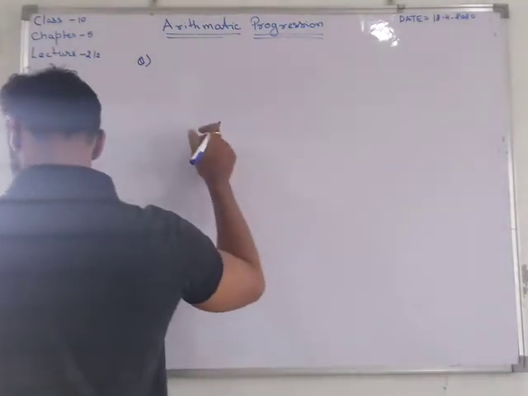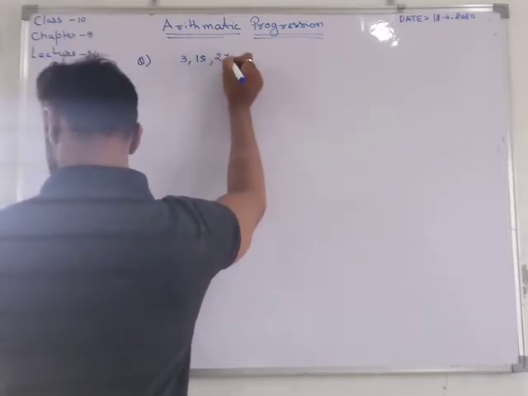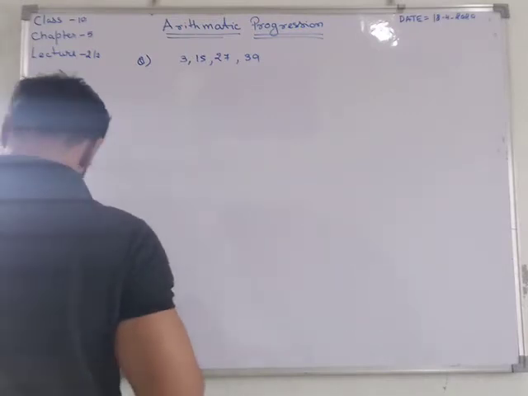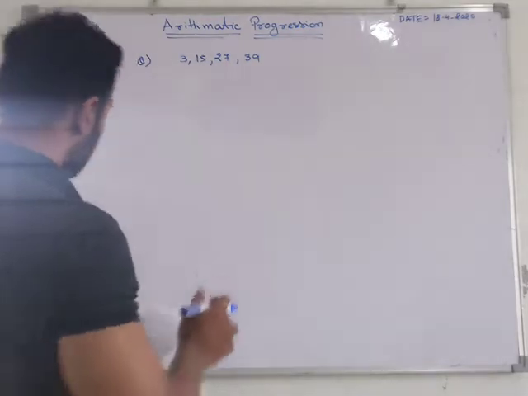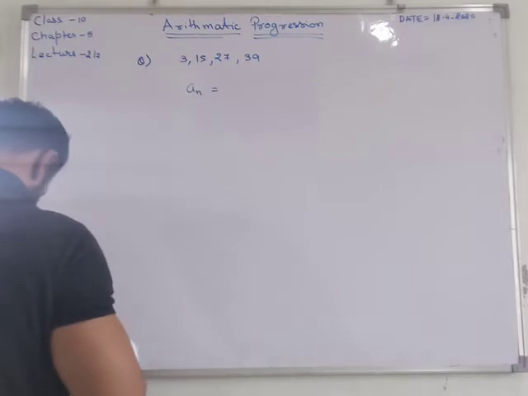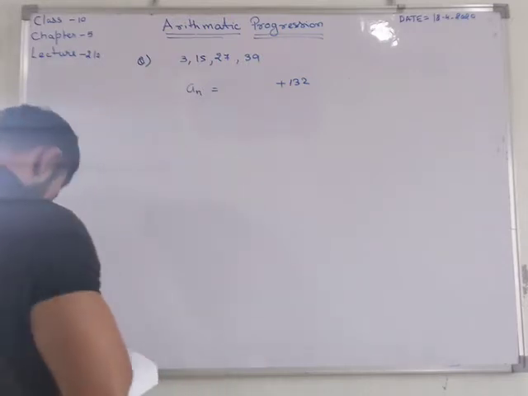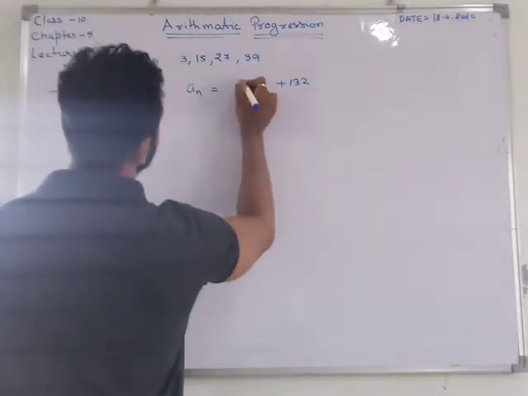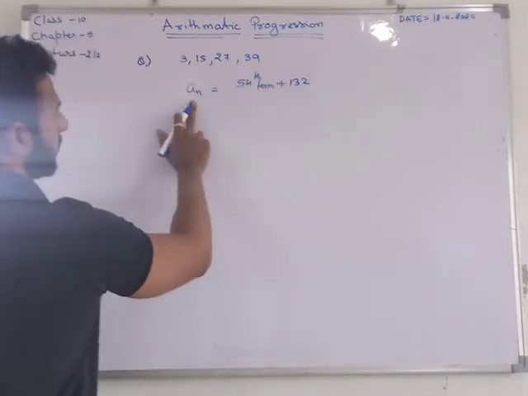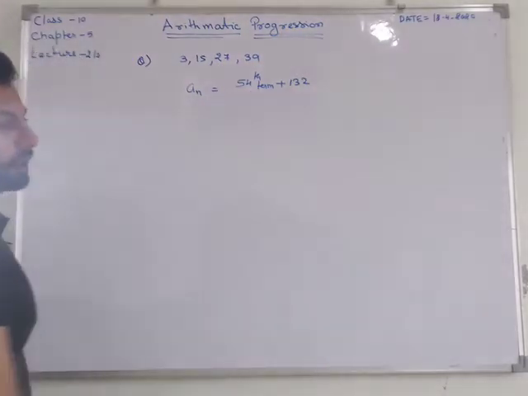An arithmetic progression is given: 3, 15, 27, 39. The question asks which term of the AP, suppose that term is an, is 132 more than the 54th term. Which term of an AP is 132 more than the 54th term?